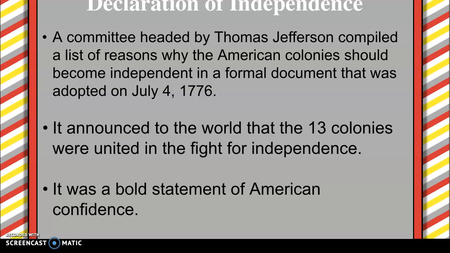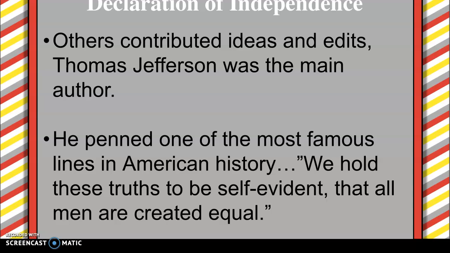As you know, there was a committee headed by Thomas Jefferson, and during this meeting with this committee, he compiled a list of reasons why the American colonies should become independent. He wrote all of this down, he put it in a formal document, and this document was adopted on July 4th, 1776. This document announced to the world that the 13 colonies were united in the fight for independence. This was a very bold statement for the American people.